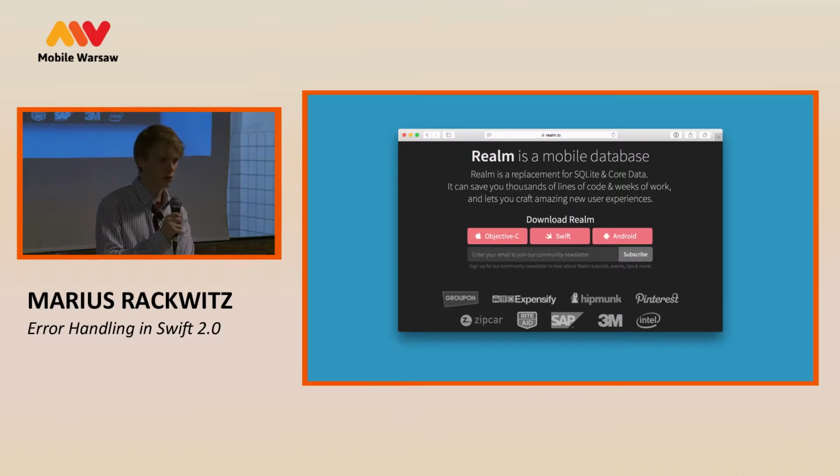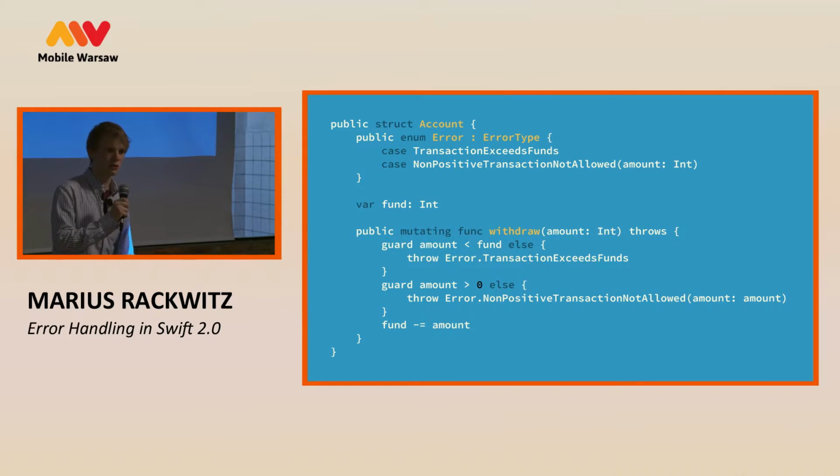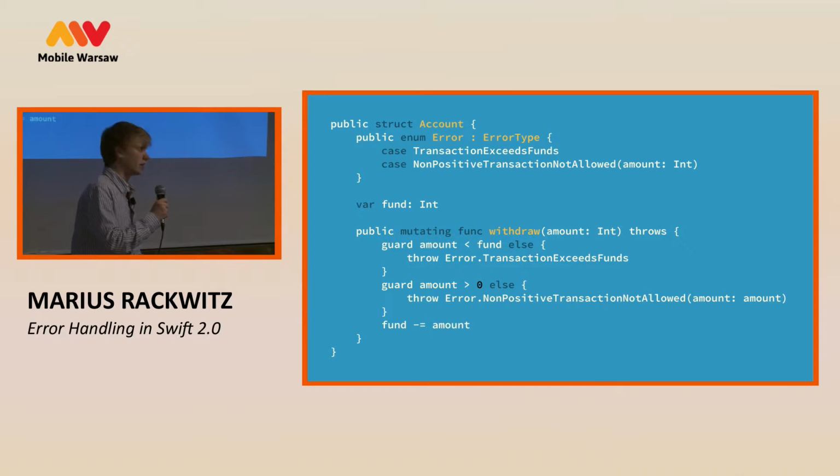Let's dive into Swift 2's error handling. I have here some example code, perhaps heavy code for some slides, but let's make sure that we have seen how it works in practice and begin all on the same level.